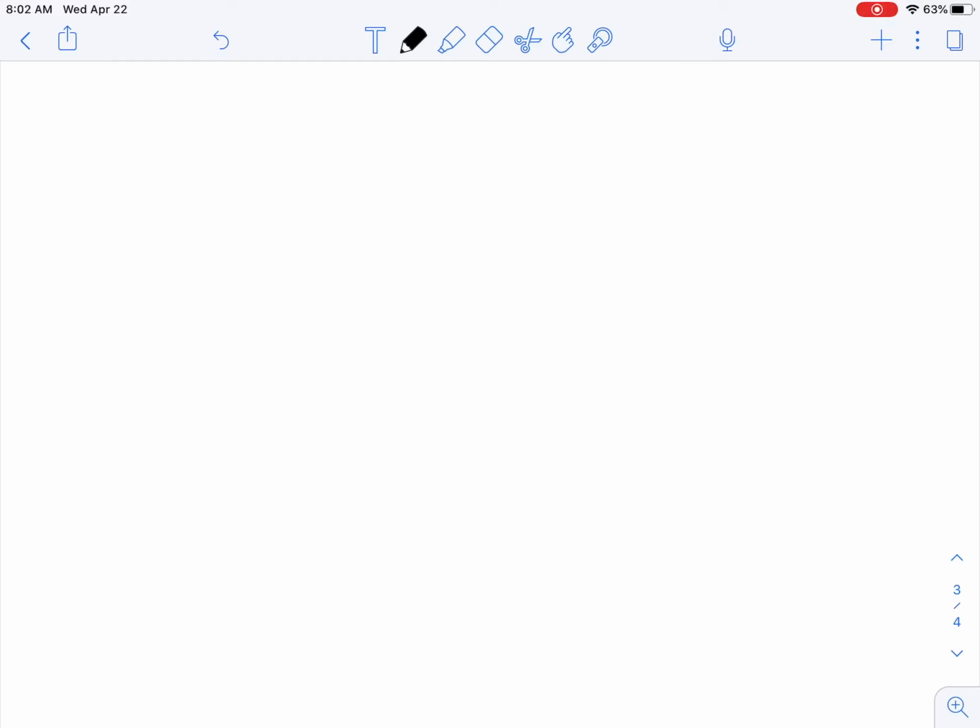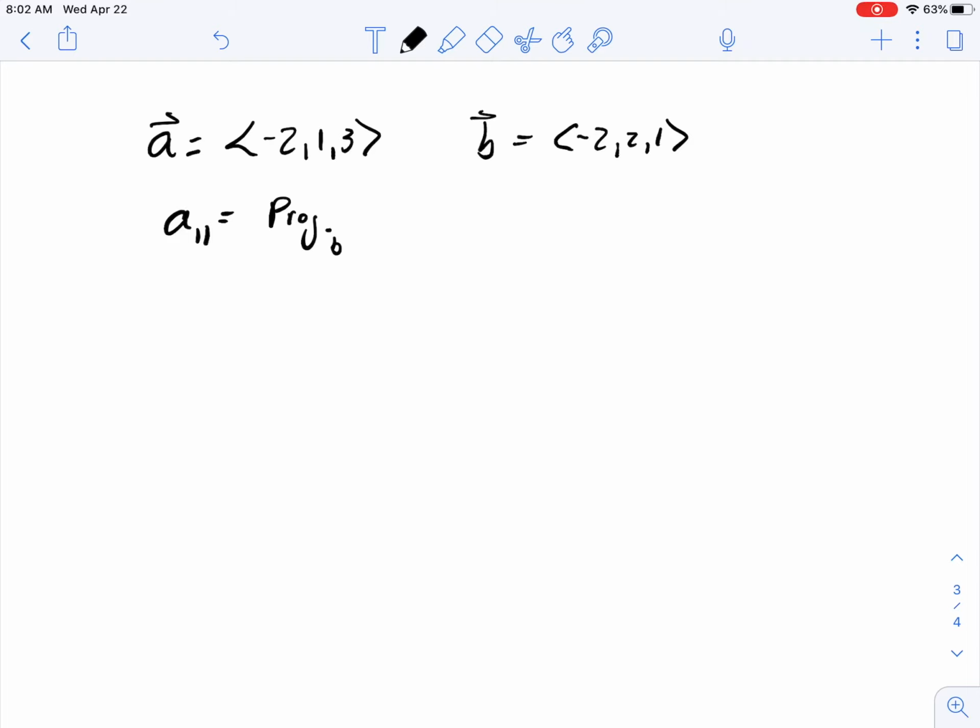So let's start a whole new example. Okay, so we have vector A, negative 2, 1, 3, B, negative 2, 2, 1. So let's find, like say, A parallel, which is the same thing as project A onto B. Okay, and we'll go ahead and find A parallel. Maybe we'll see. All right. So let's start off. Let's do this piece first.